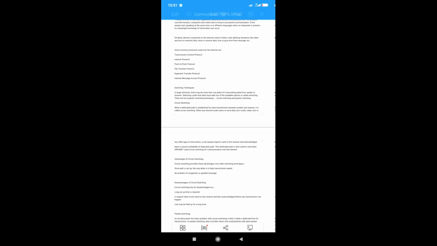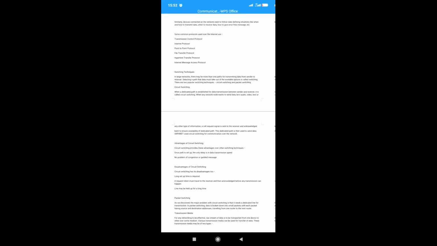A request is being sent to the receiver. Then if the receiver at that point in time is available, an acknowledgement is returned. The receiver is telling you that, okay, I'm available. That is how it sends back the acknowledgement. Then there is an establishment of a path.